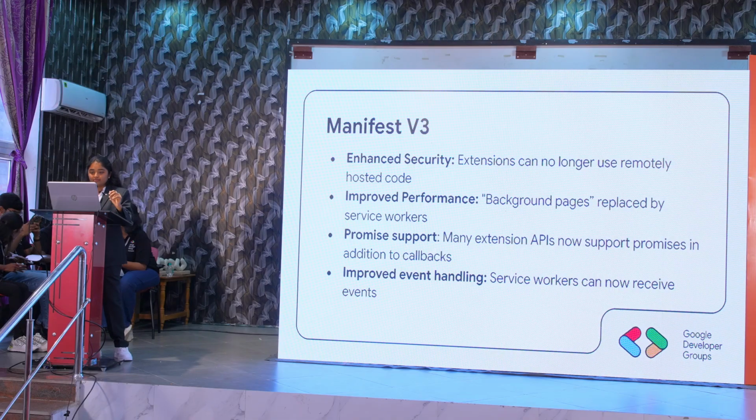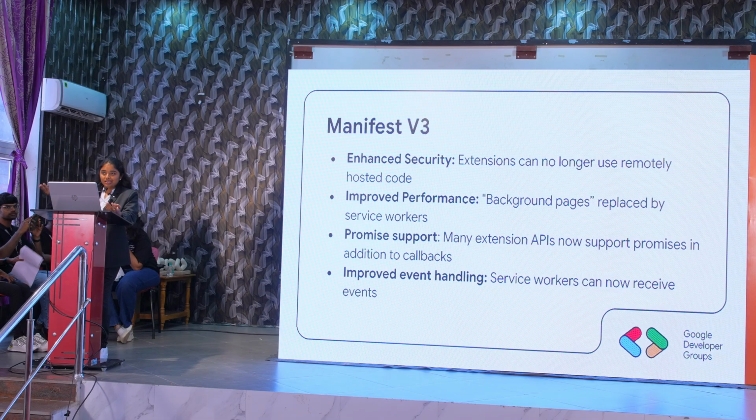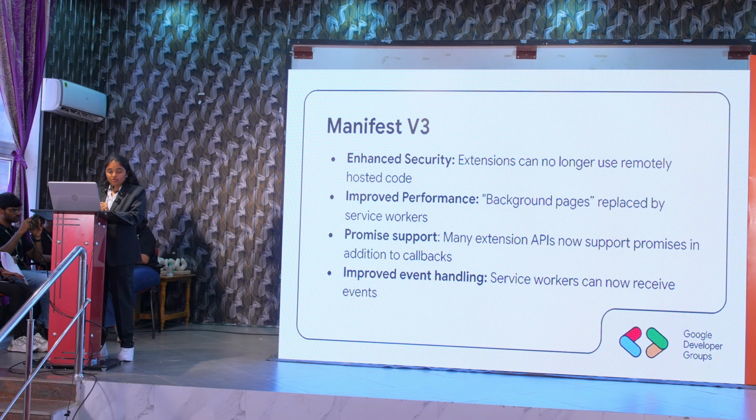And also promise support. Many extension APIs now support promises in addition to callbacks. So there are promises and callbacks, right? Now Manifest V3 supports promises also. And next is improved event handling. Service workers can now receive events like clicking, mouse tracking, and a list of many events being monitored.